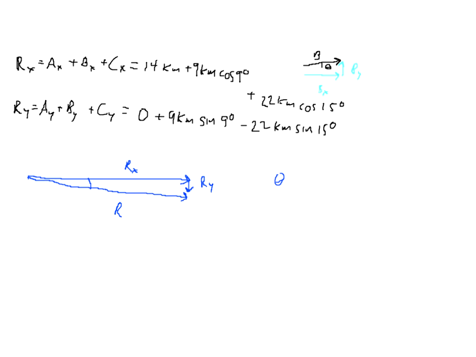And theta is going to be the inverse tangent of opposite, so ry over rx. And we're going to get a certain number of degrees. It's going to be a small number. I forget, it's going to be about 6 degrees south of east.